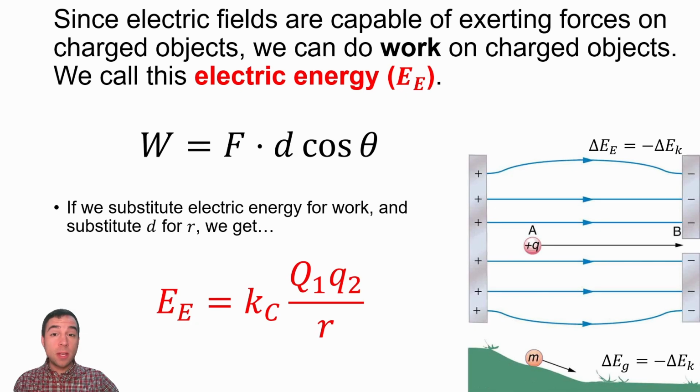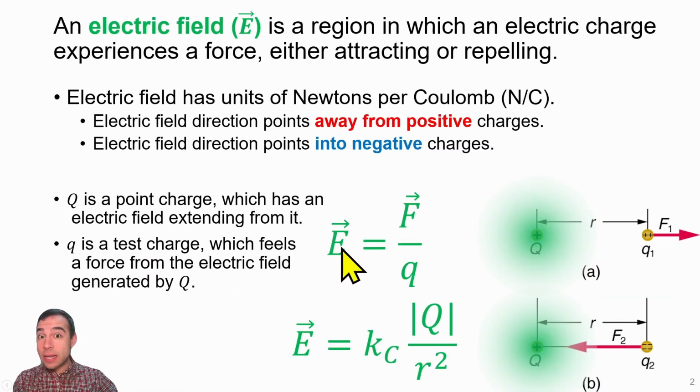Since an electric field exerts a force on charged particles, if we exert that force over a distance, we will do some work on the charged particle. And this means that we will impart some energy onto the charged particle. And this is a special kind of energy. We call this electric energy. And this is the energy required to move a charge through an electric field. You want to be really careful not to mix up E_E, the electric energy, with the vector E, the electric field. These are two different quantities.